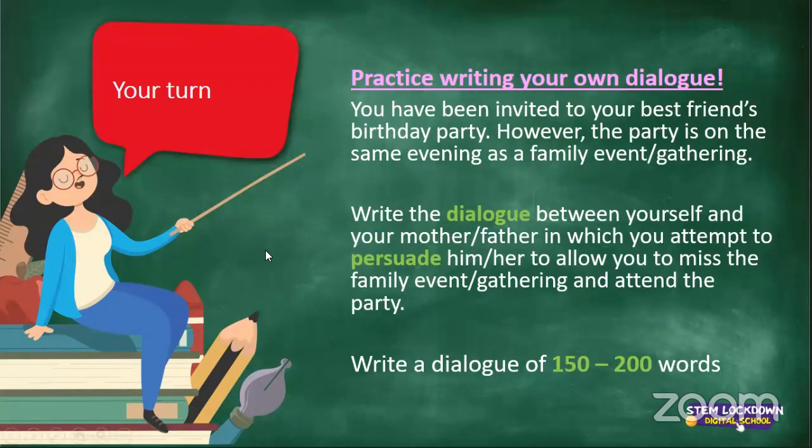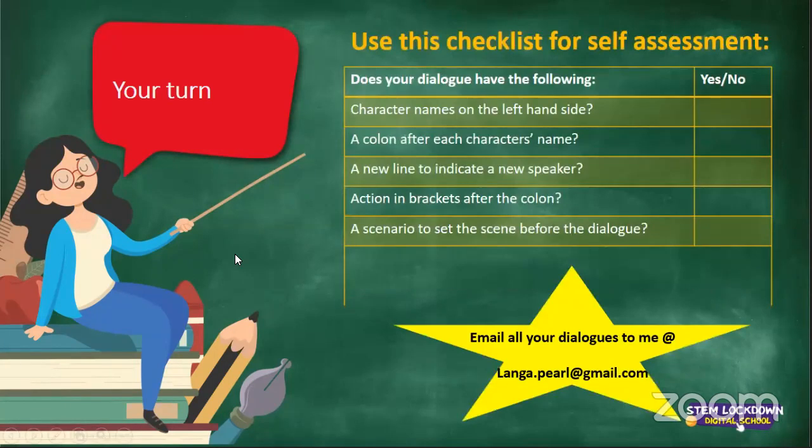In order to ensure that you are successful in writing this dialogue, you are supposed to use this checklist afterwards. Are we all still on par? Do I have any other questions? Can we all see the screen?